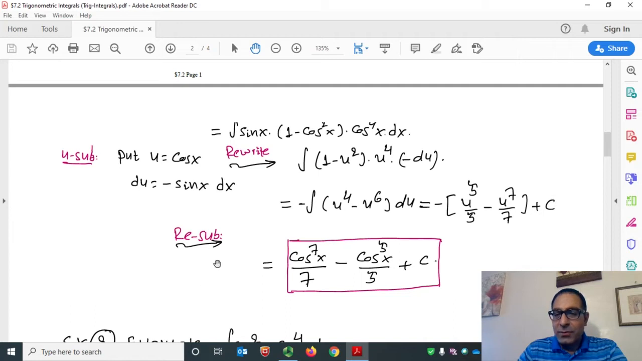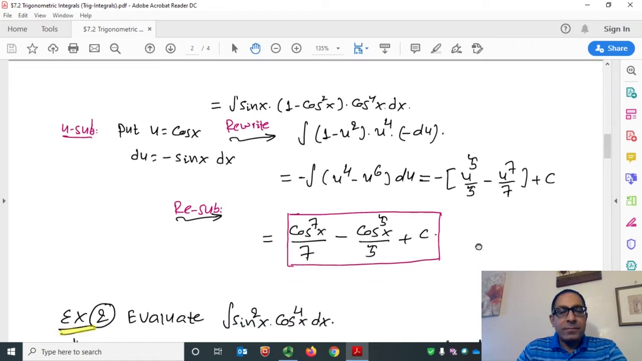Then reverse the substitution. We put u equals cosine x, so let's reverse the substitution. U equals cosine x, so cosine to the power 7 x over 7. What I did here is multiply this minus inside and write this term, which is a plus, first. So this is minus, this is plus, so this term first: cosine to the 7 x over 7 minus cosine to the power 5 x over 5, plus c. Correct?